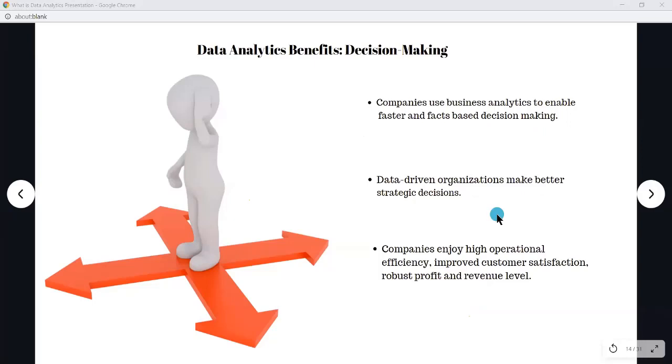Data-driven organizations make better strategic decisions, which means that organizations that are more data-driven, basing decisions on data and facts, excel. Based on that, they make better decisions to really grow the organization. Companies also enjoy high operational efficiency, because if you have the information, the data, you're able to improve your efficiency based on improved customer satisfaction, and also increase your profit and revenue level.